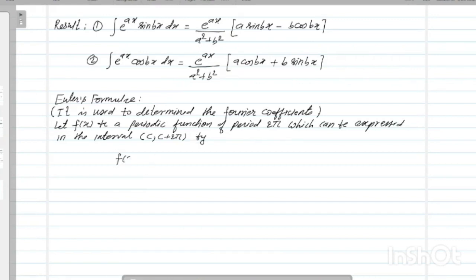f of x is equal to a naught plus sum running from n equal to 1 to infinity a n cos nx plus sum running from n equal to 1 to infinity b n sin nx. Okay, name this equation number star.